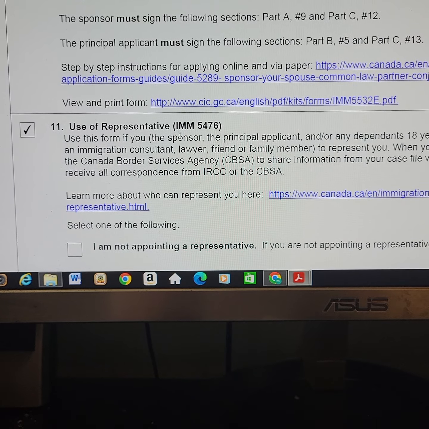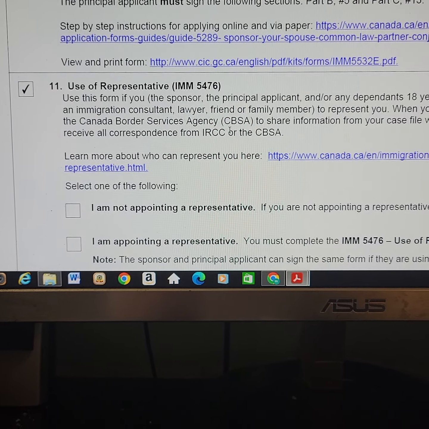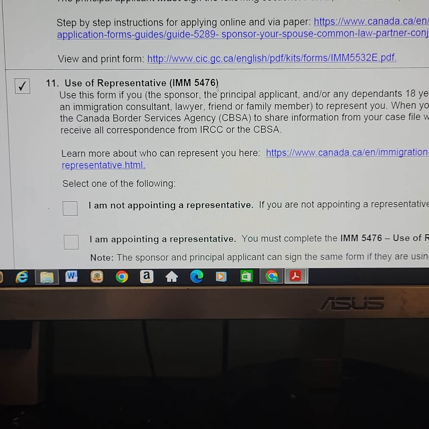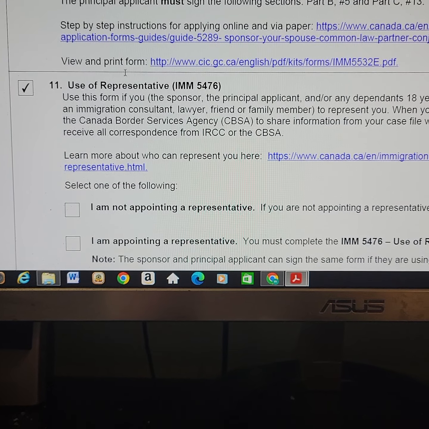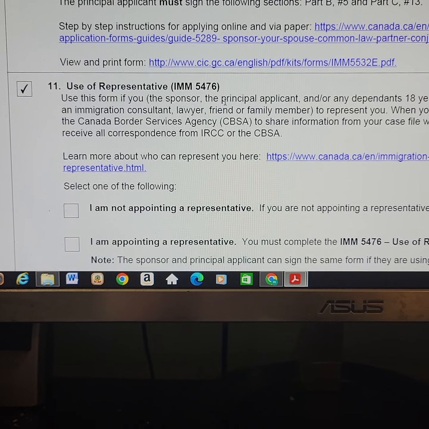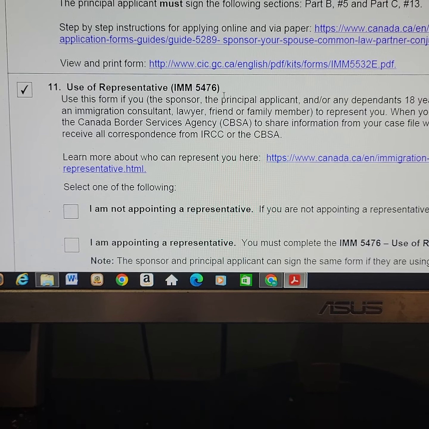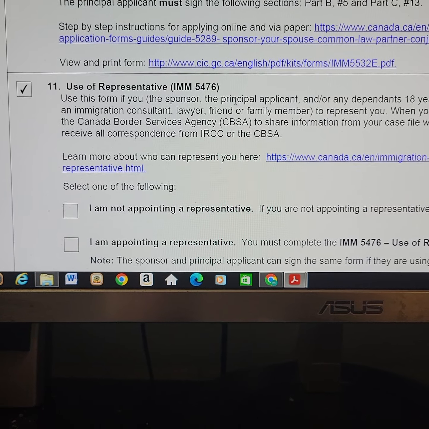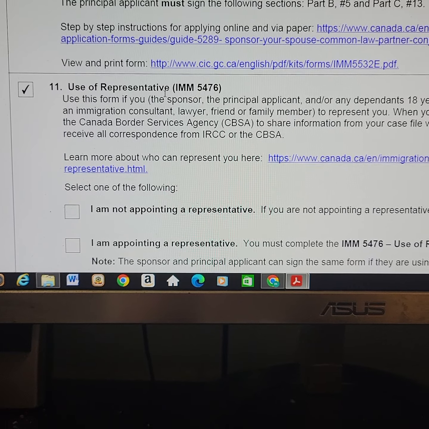Number 11, use of representative 5476. Like I mentioned before, this form needs to be filled out. I will give you an example. I filled out this form for my husband. I wanted all the information to come to me, to my email. I wanted to be the one who will see what's going on, and then I would let my husband know what he needs to do. Okay, so you fill this out if you want a representative.